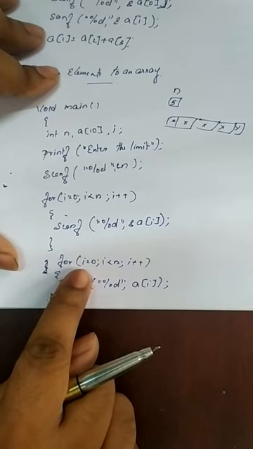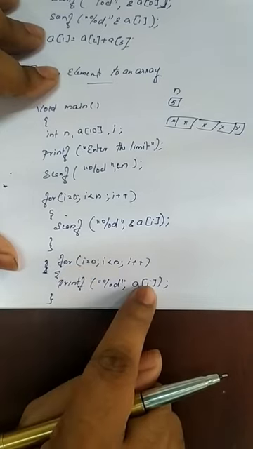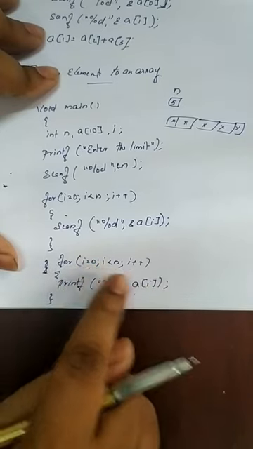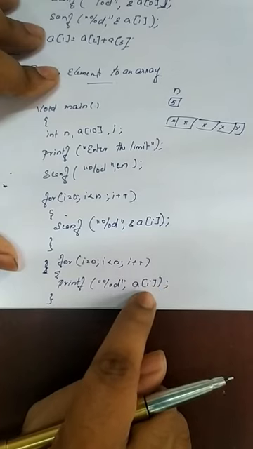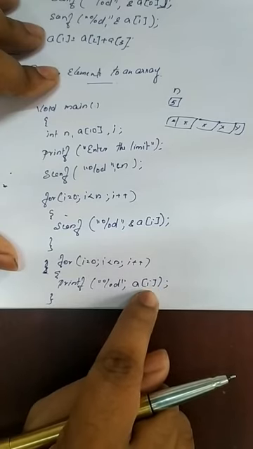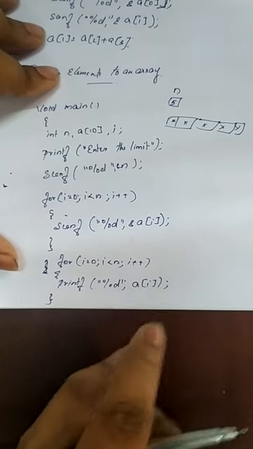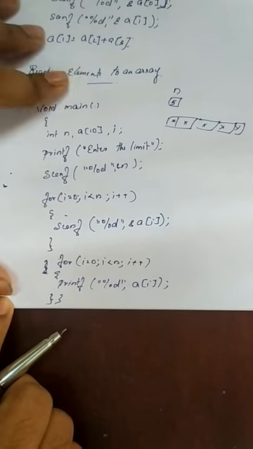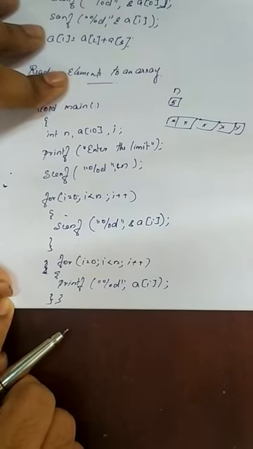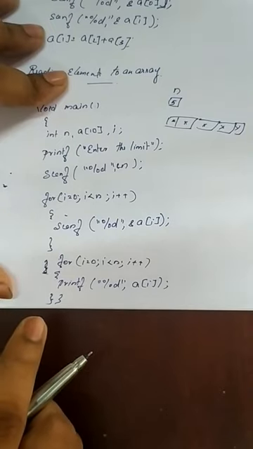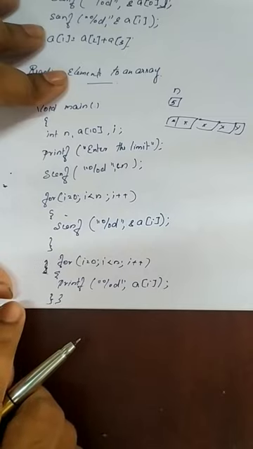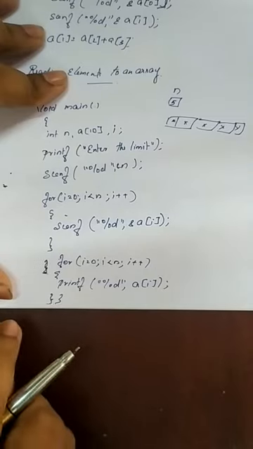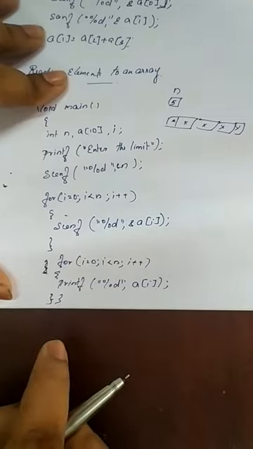Initially the value of i will be 0, so a of 0 will be displayed. Then the value of i will be 1, a of 1 will be displayed. Then a of 2 will be displayed, then a of 3, and so on. So this is a program to read n elements into an array where n is given by the user, and to display all the elements in the array. After this I will be giving some programs, and you can work them out and understand how they work.